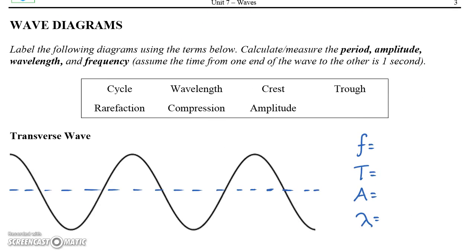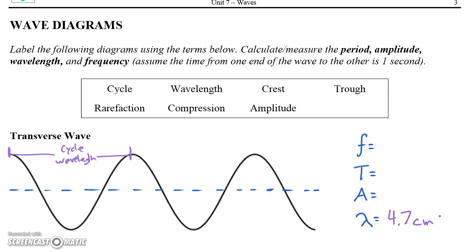Now, to do some diagrams, we've got to know how to label these things, what they actually represent. So we've got this transverse wave. We need to label these things and do a bit of measurement. Cycle and wavelength are going to be labeled as the same thing. I also have to measure the wavelength, which I just did using a ruler. And on my screen, that was about 4.7 centimeters from one peak to the next.